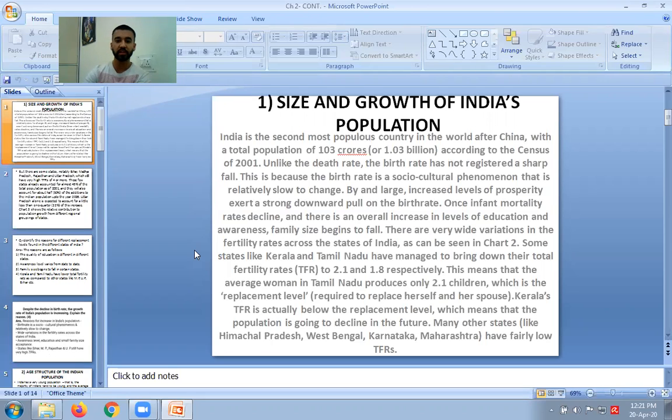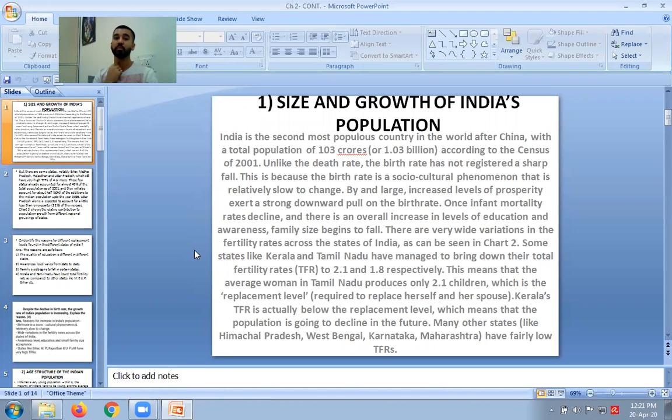So what is happening in our country is that some states have a replacement level of 2.1 or somewhere around 2 or 3, but in many states like Rajasthan, MP, Bihar, UP, they have got a higher total fertility rate. They are giving birth to more than four children or at times five also.